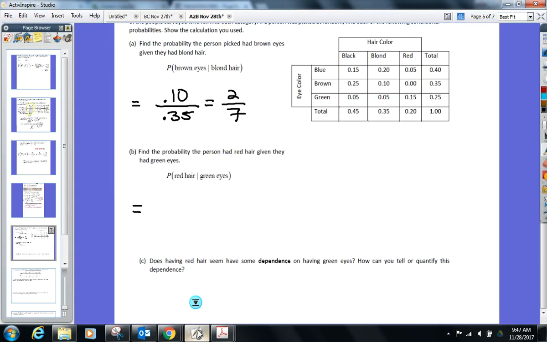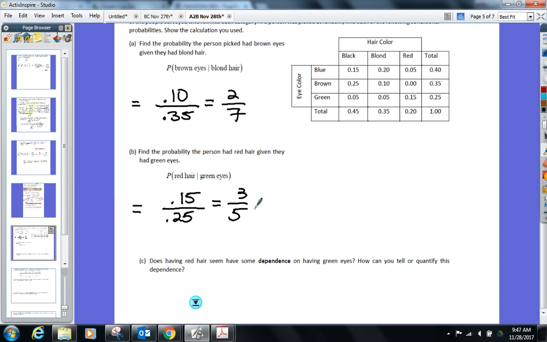Ready? Okay, first of all, green eyes. That's all I'm looking for. You're already given green eyes. What's the probability of green eyes? No, regardless of your hair color. 0.25. So there's my denominator. Out of everyone who has green eyes, what's the probability of red hair? 0.15. Perfect. And then that reduces down to 3 out of 5. So you've got a 3 out of 5 chance that if you have green eyes, you'll have red hair.